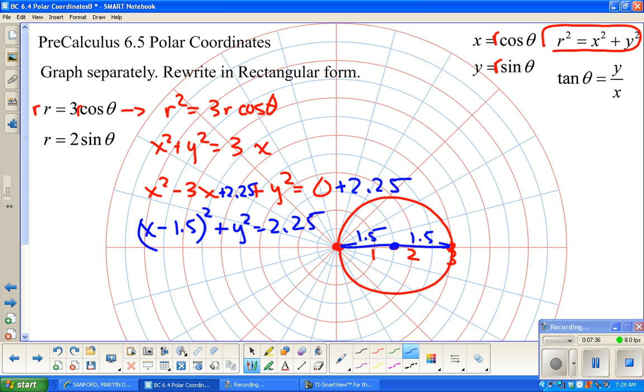All right, so that's not a shock. So this r equals 3 cosine ended up being a circle that had its center on the x-axis, and it had a diameter of 3. Well, let's compare that to r equals 2 sine. So take a second and think, what do you think it is when it's 2 sine theta?